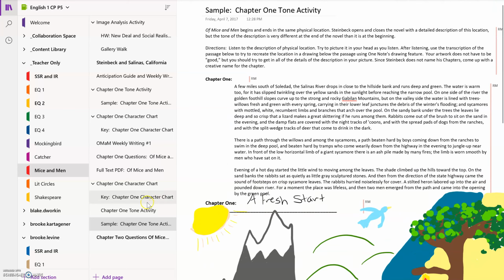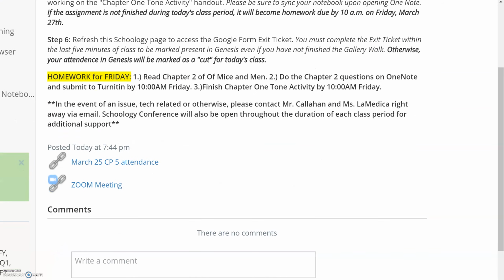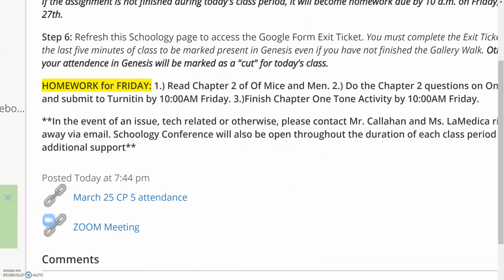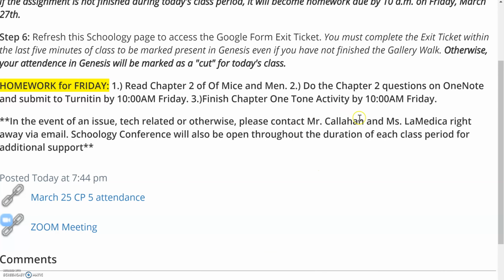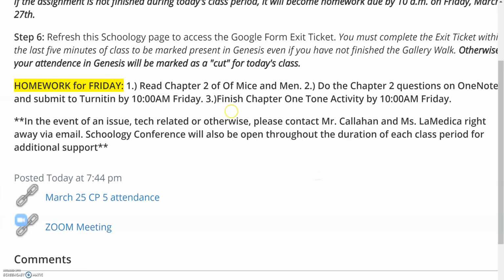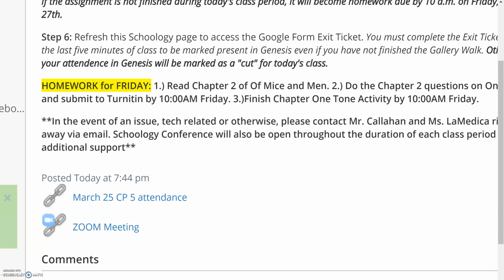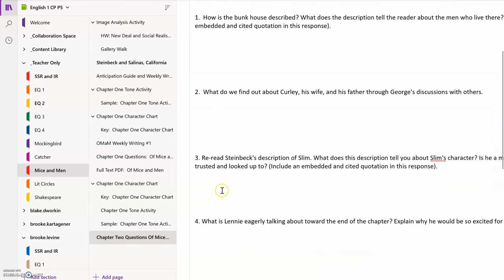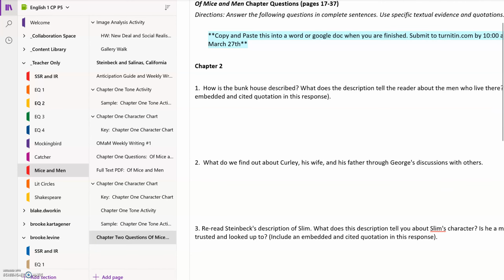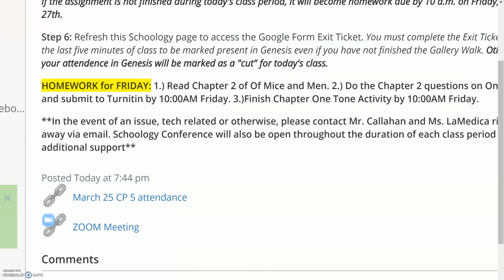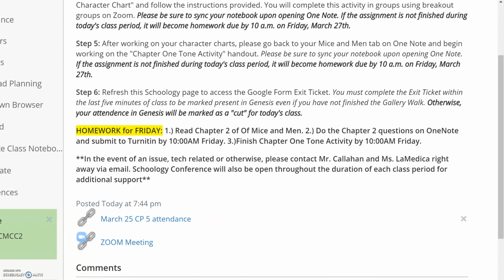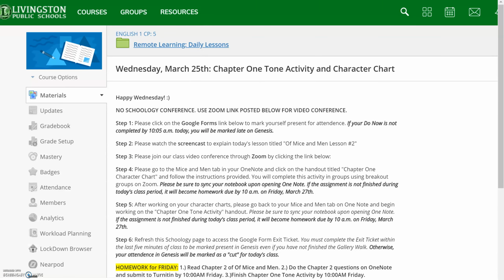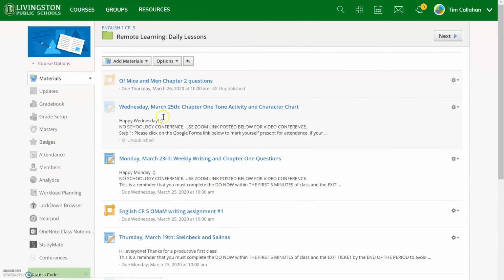Speaking of homework, your homework is for Friday. You've got 2 days to do it. Read chapter 2 of Of Mice and Men and do the chapter 2 questions on OneNote and submit to Turnitin Friday by 10 a.m. So these are the chapter 2 questions. There are 4 questions. You're going to do them after you've read chapter 2 and you're going to submit them to Turnitin. The Turnitin link is not live yet, but it will be right there, Of Mice and Men, Chapter 2 questions, okay?